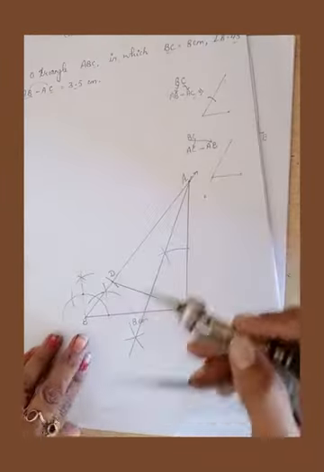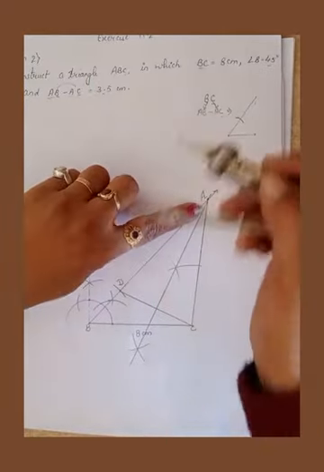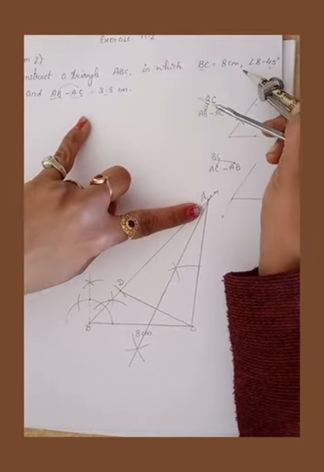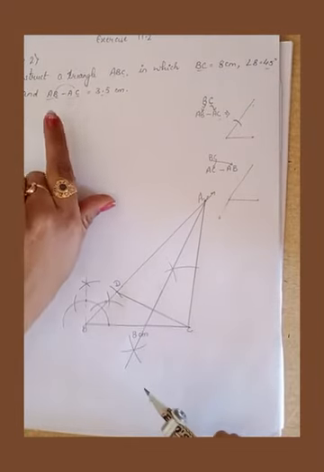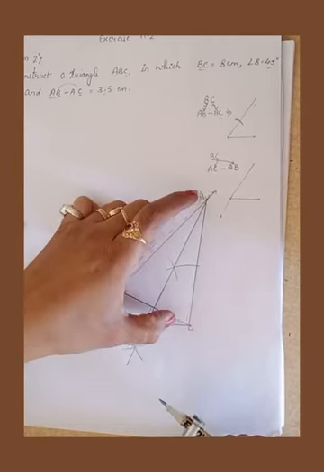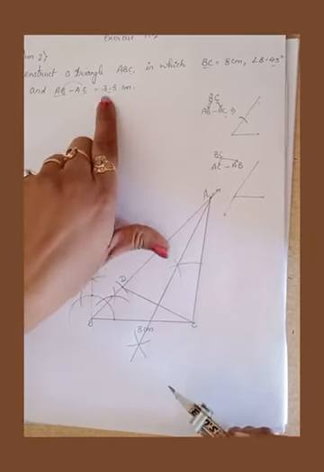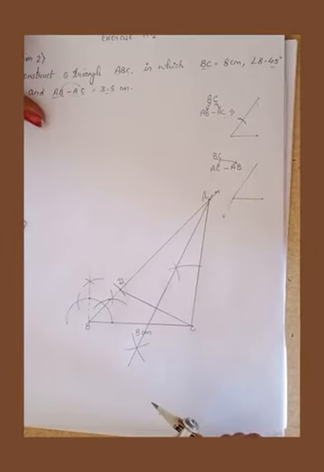So this ABC will be our required triangle, in which BC is 8 centimeter, angle B is 45 degree, and AB minus AC, when you measure AB and then subtract AC from it, you will get 3.5 centimeter.